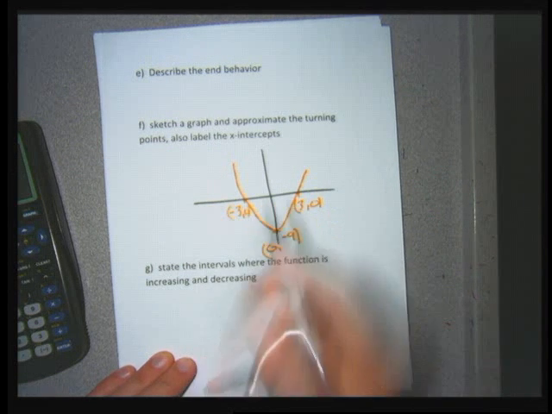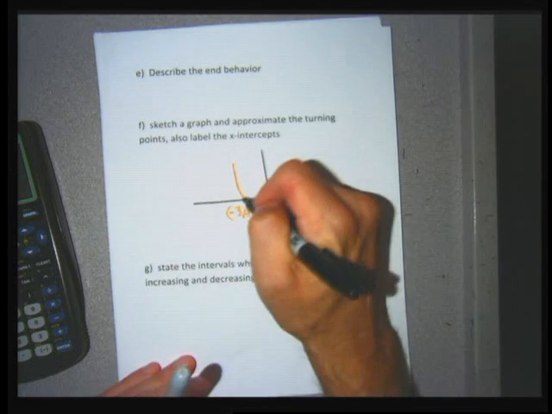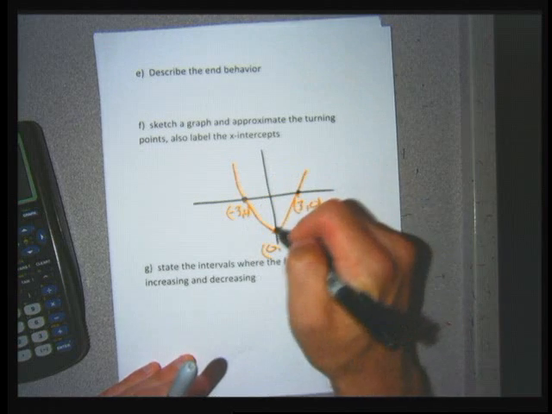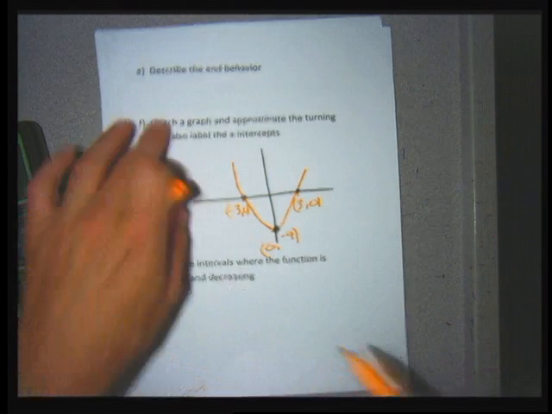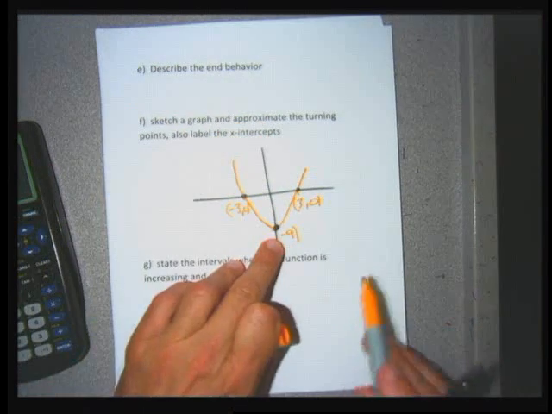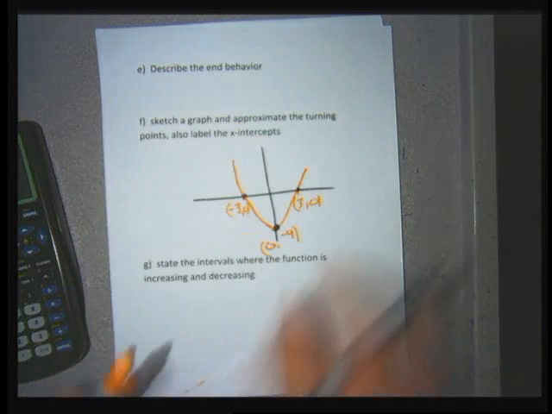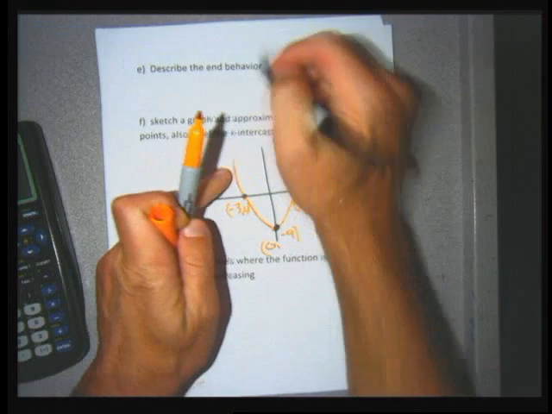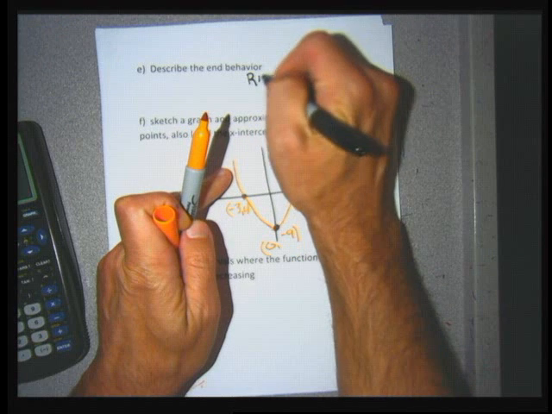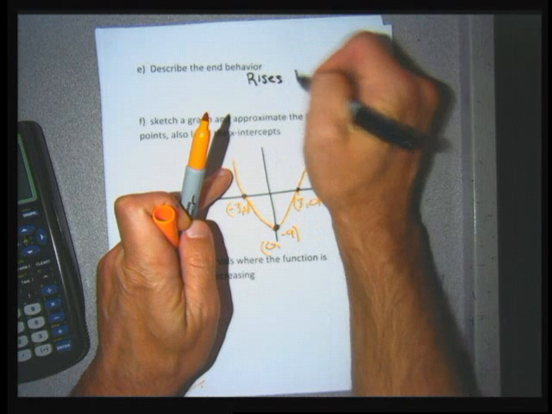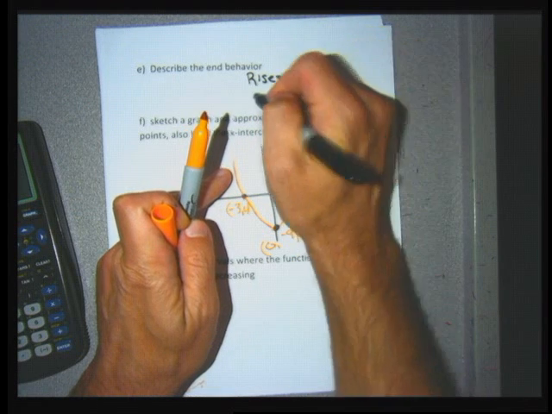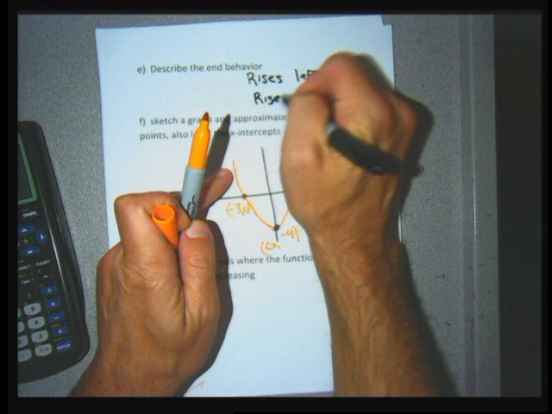So the x-intercepts have nothing in this case to do with increasing and decreasing. It's everything, so I sketched a graph. I approximate the turning point. I labeled the x-intercepts. This graph, again, is rising on both sides of the y-axis. So I'm going to say it rises to the left. I'm being lazy and just saying rises left and rises right.